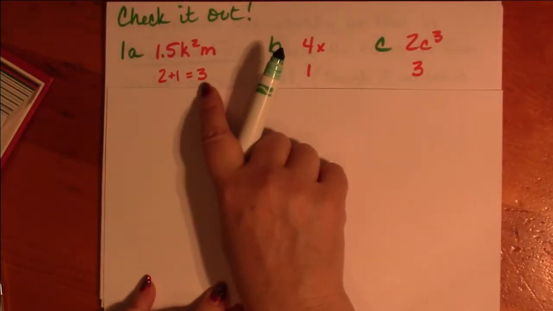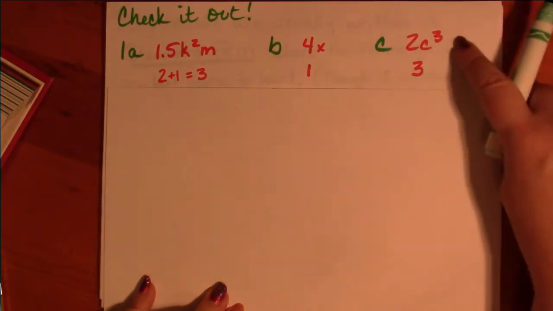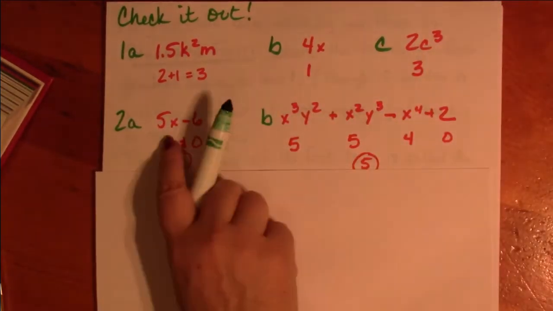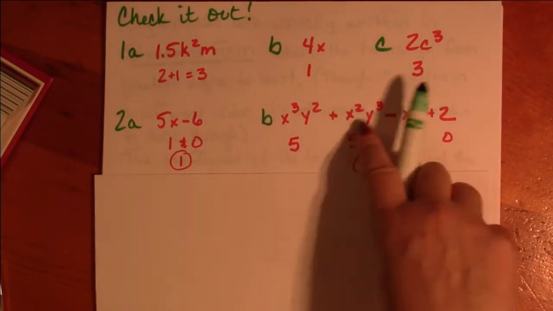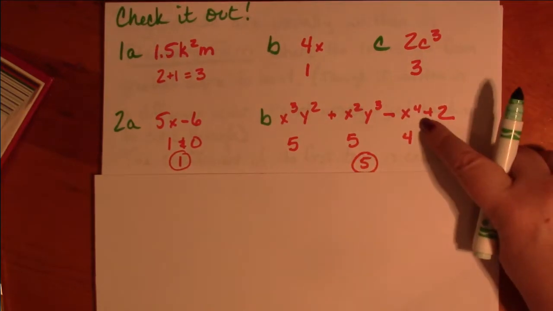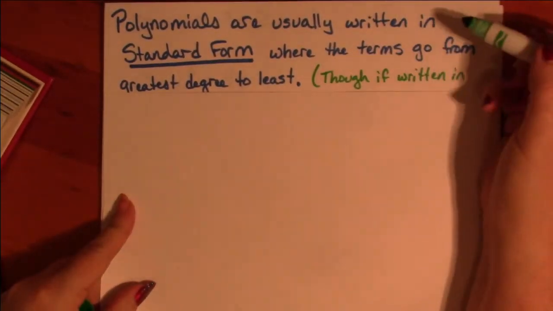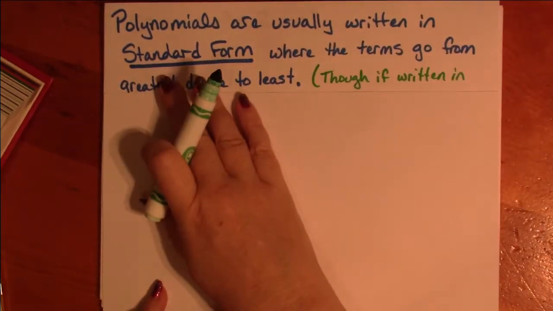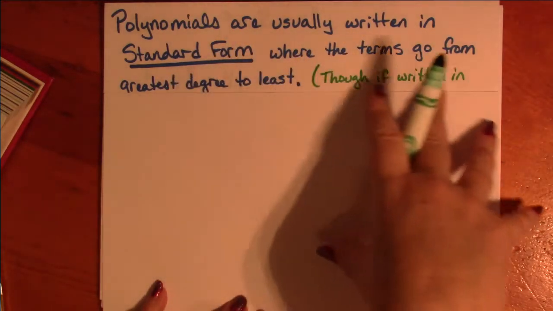Check it out, number 1 has a degree of 3, 2 plus 1. This is a degree of 1, this is a degree of 3. Number 2, this has 1 and 0, so it's a degree of 1. This has 5, this has 5, this has 4, this has 0, so it's a degree of 5. When you have polynomials, we usually like to write them in standard form because it's easier to correct when everything is in the same order.